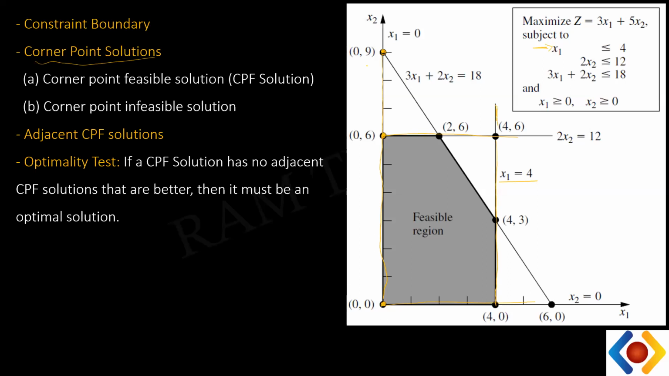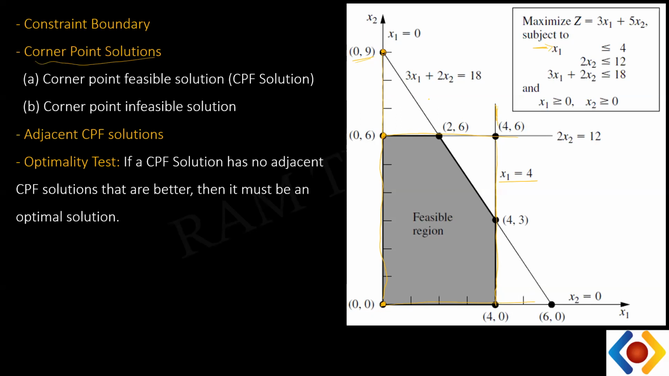Which one? 0, 9, but it's not in the feasible region. Yeah, but my question is simple. Is it a corner point? Yes, it is a corner point because it is at the intersection of the two constraint boundaries. Correct? Okay.